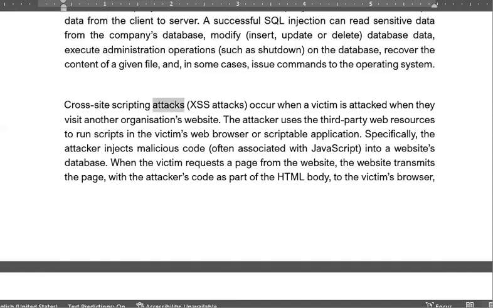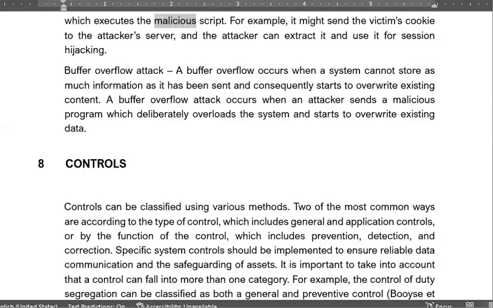Cross-site scripting attacks, XSS attacks, occur when a victim is attacked when they visit another organization's website. The attacker uses third-party web resources to run scripts in the victim's web browser or scriptable application. Specifically, the attacker injects malicious code, often associated with JavaScript, into a website's database. When the victim requests a page from the website, it transmits the page, with the attacker's code as part of the HTML body, to the victim's browser, which executes the malicious script. For example, it might send the victim's cookie to the attacker's server, and the attacker can extract it and use it for session hijacking.